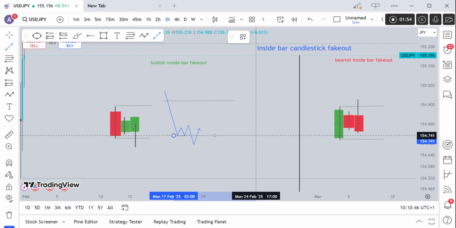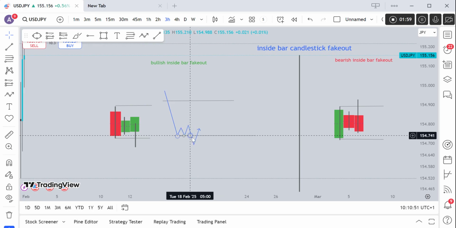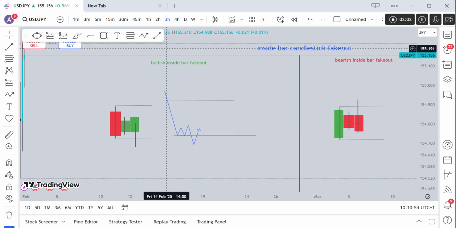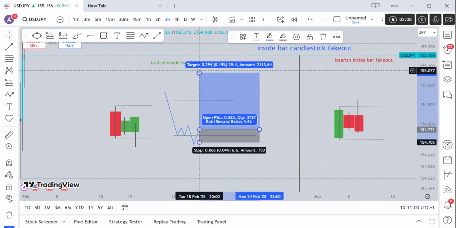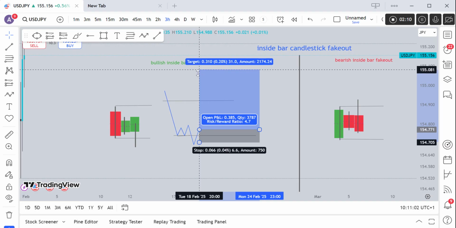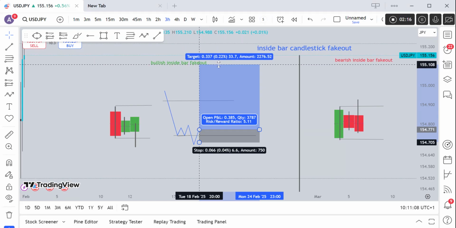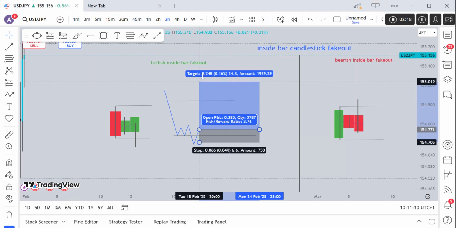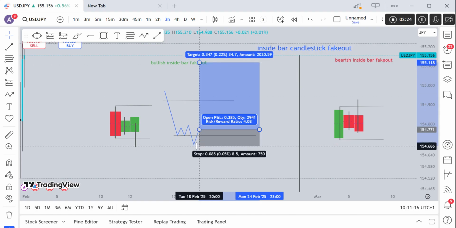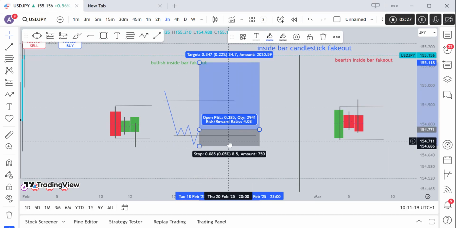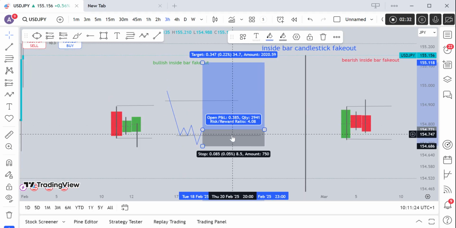Then you get the fake out. Now, when the market returns here, you have faked out here, then returned back. You have to enter your trade from here because you have already confirmed this is an uptrend, and the market is ready to go up. Understand? The market is ready to respect the POI with this move here. So you have to put your stop loss below the fake out, then enter the trade. This is how to trade the bullish inside bar fake out.